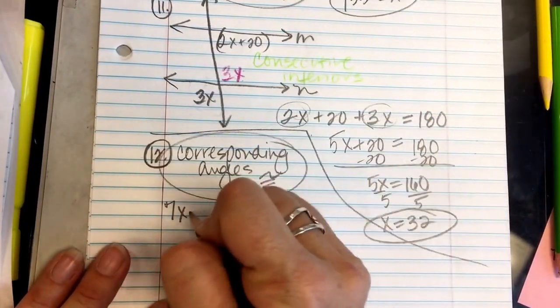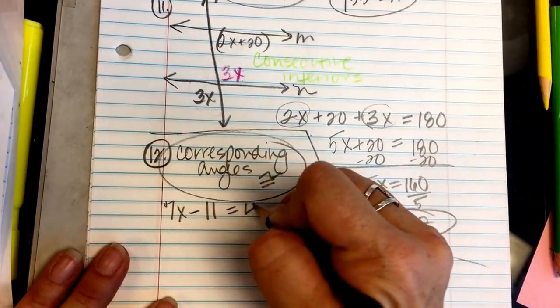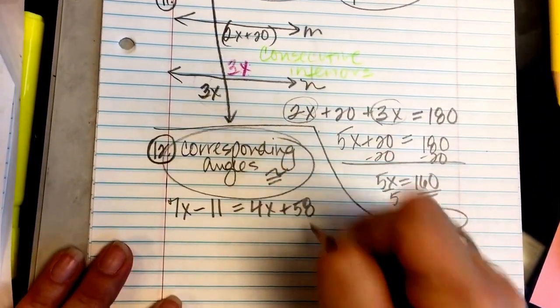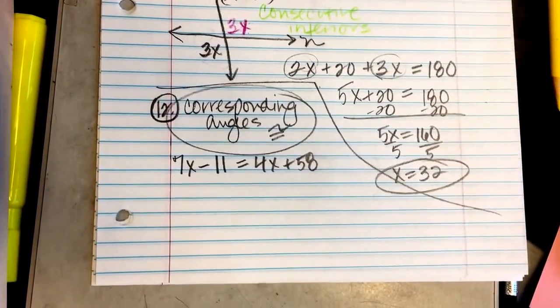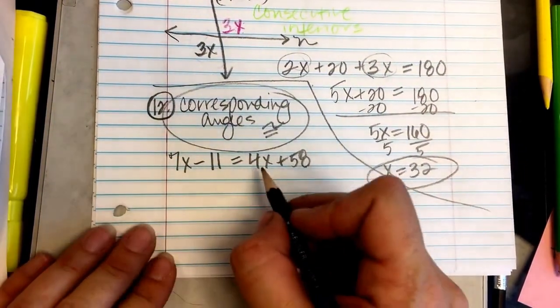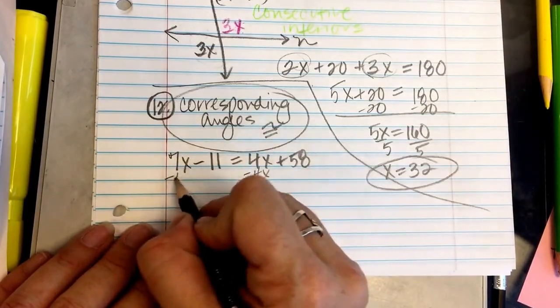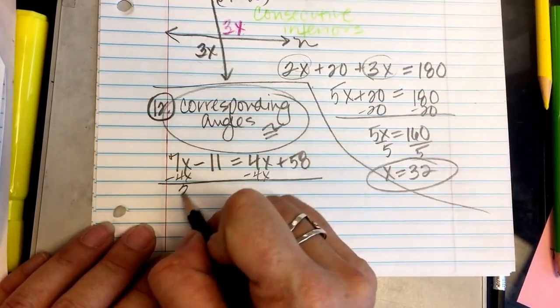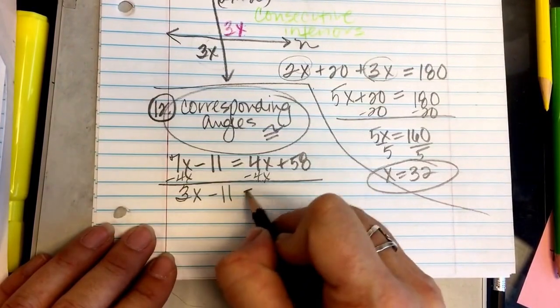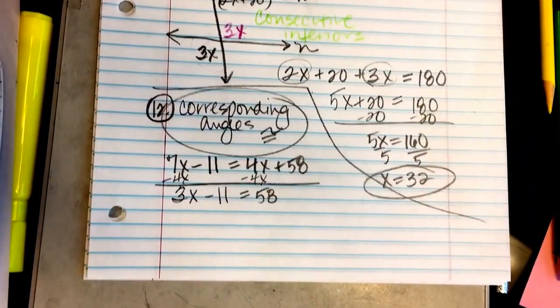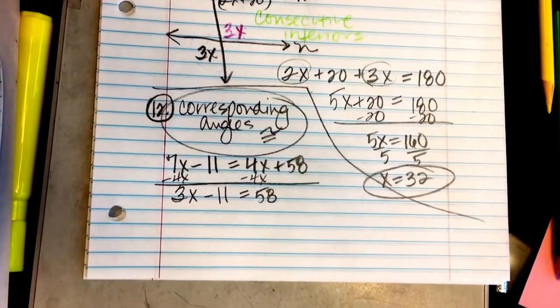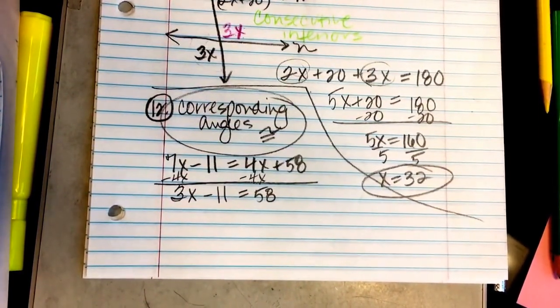So 7x minus 11 equals 4x plus 58. There's nothing to simplify on the left and right, so I'm going to go right into undoing. I'm going to start by taking 4x's away from both sides. 3x minus 11 equals 58. Go ahead and add 11 and divide by 3 to get to your final answer. Add 11, divide by 3.